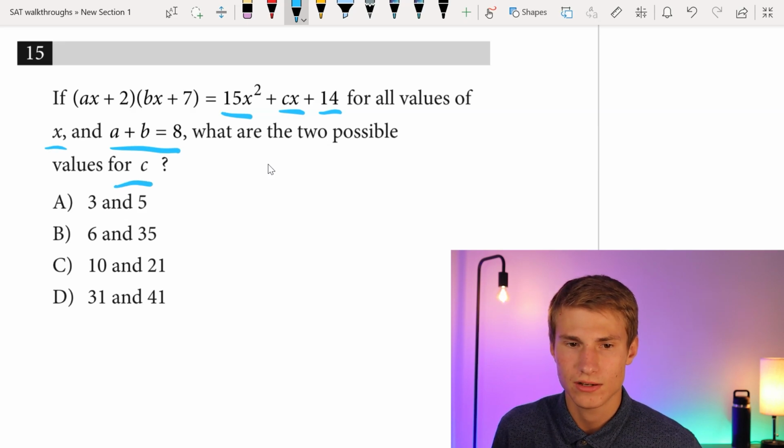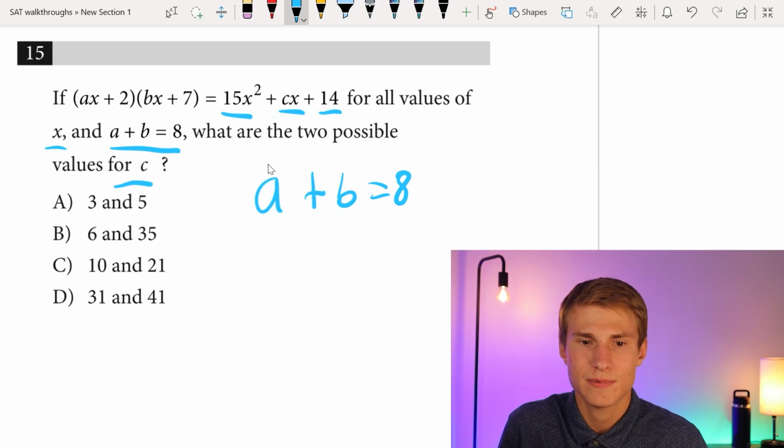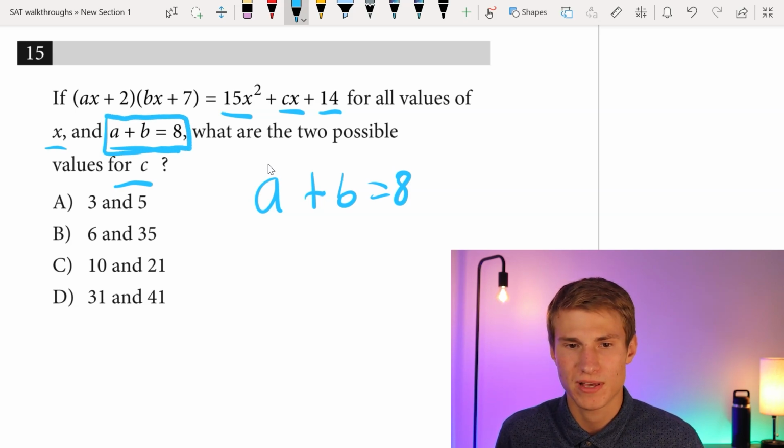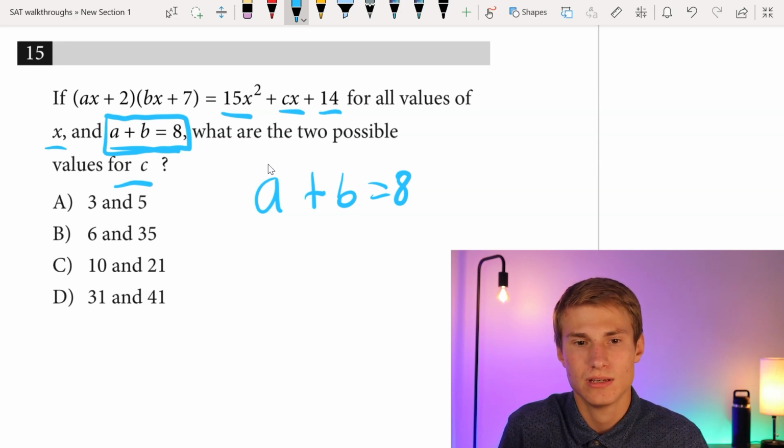What are two possible values for c? Key parts here: a plus b is equal to 8. Anytime we're given some sort of rule to follow like this, we need to make sure we're paying close attention to it. In this case, it's a plus b is equal to 8.